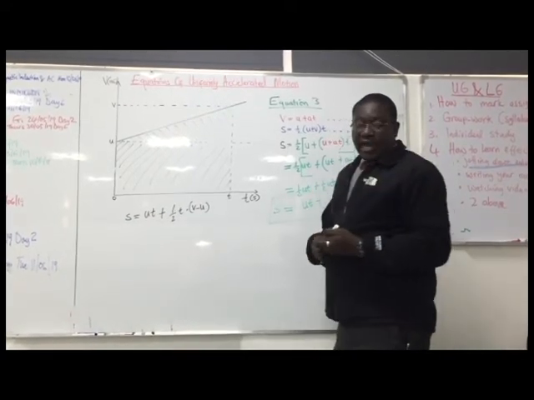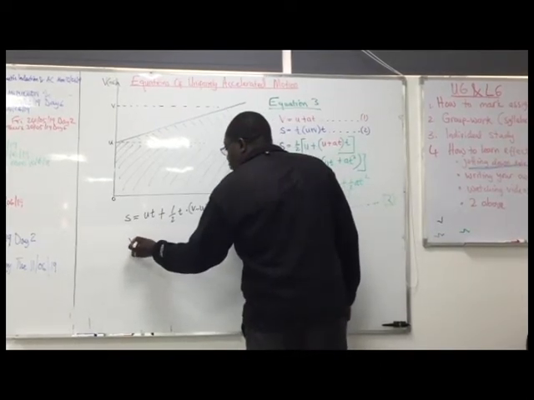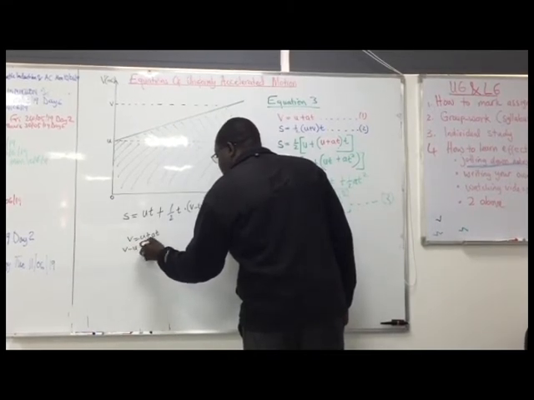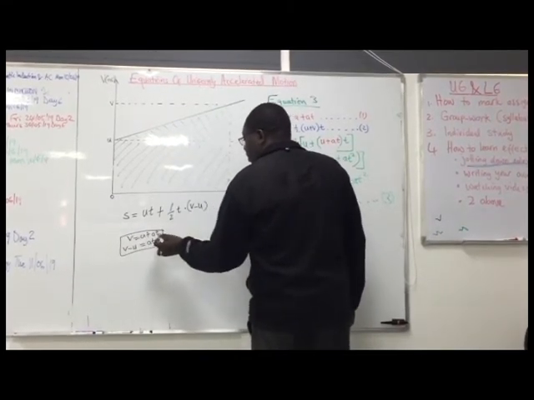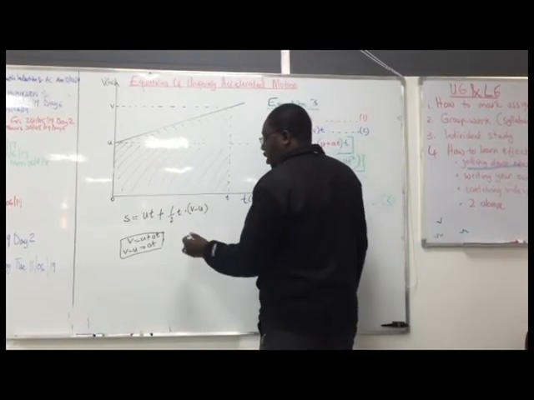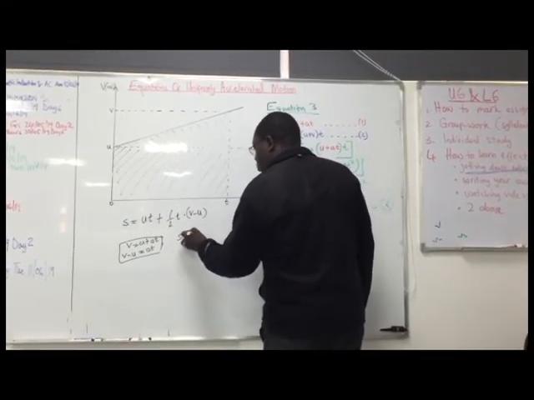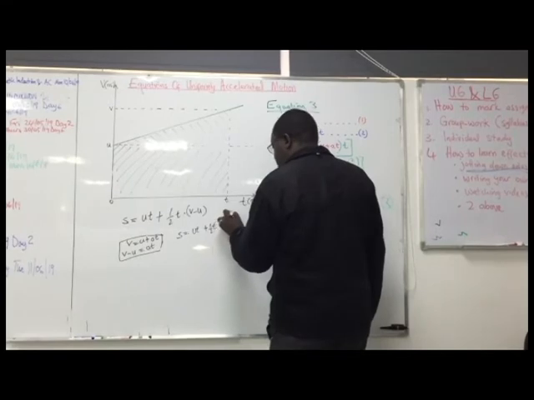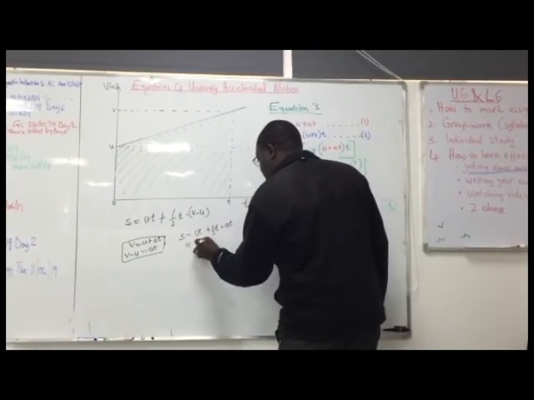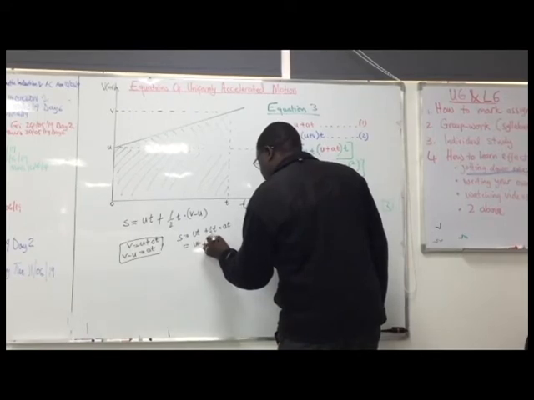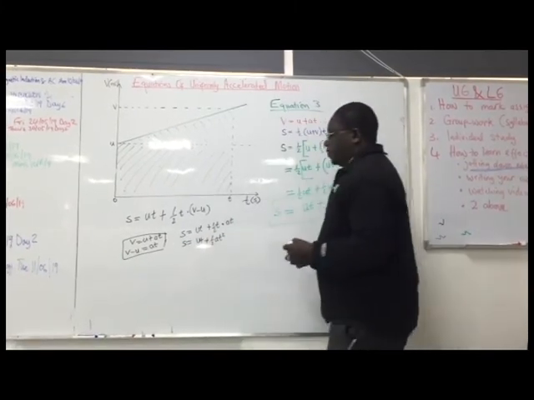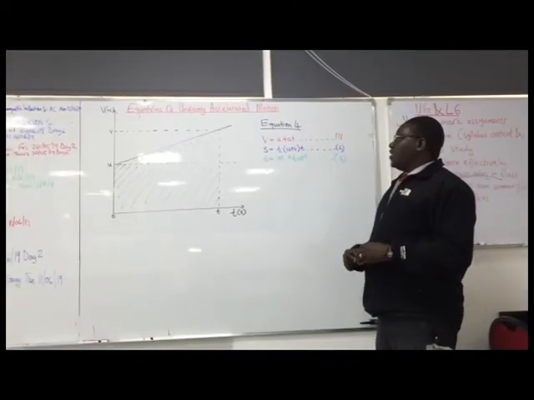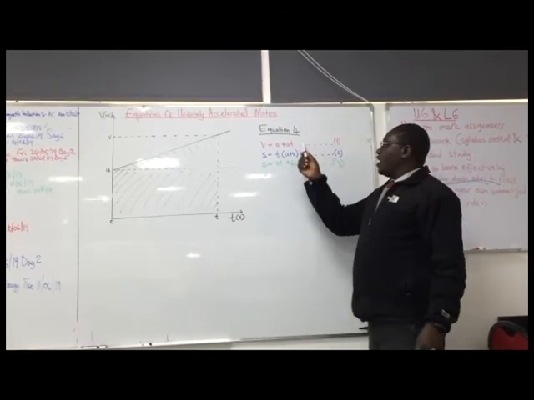Now from equation 1, we know that v is equal to u plus at. So v minus u should equal at. So we can substitute this into that equation. So then this gives us s is equal to ut plus half t times at, which then gives us s is equal to ut plus half at squared. So this is a simpler version.